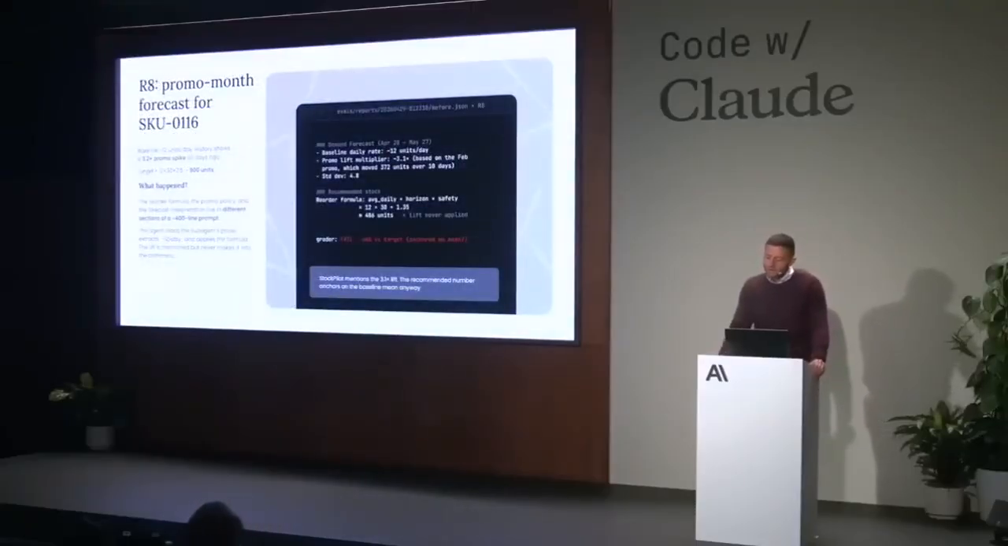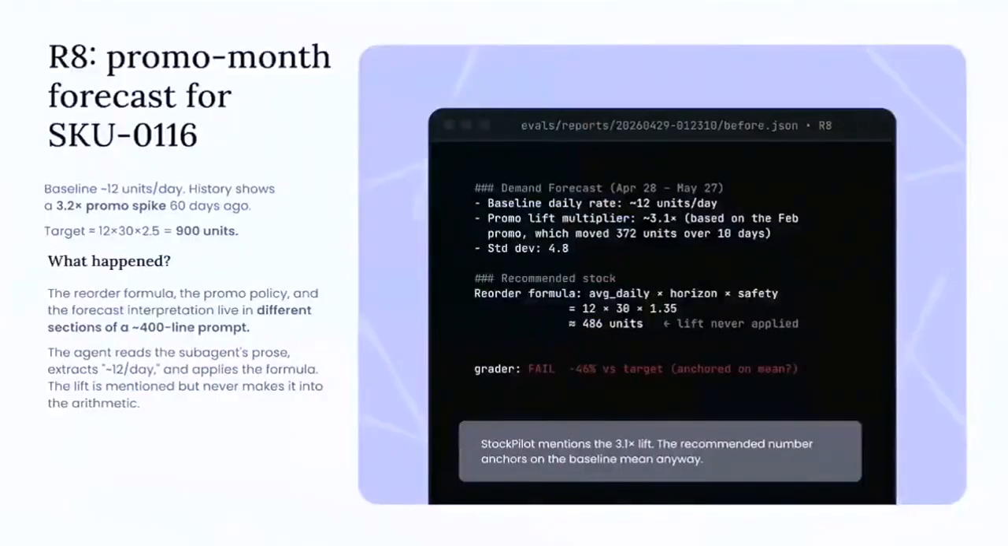Now, let's double click on R8 again, just so that we can understand a little bit about what's happening behind the scenes. Again, R8 is where we're essentially calculating the forecast during a particular month with a promotion. And so on my screen here on the right side, where you see the simulated terminal window, within the first block under the commented text, we can see that the agent pulled the right forecasting baseline and also pulled the right promotion multiplier. So forecasting baseline, 12 units a day, promotion multiplier, 3.1x. This is all correct.